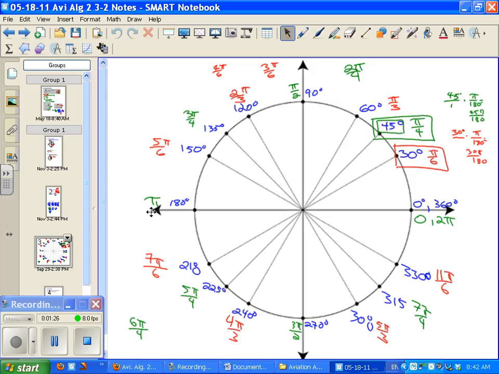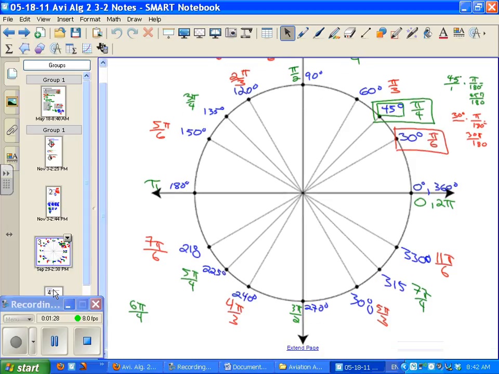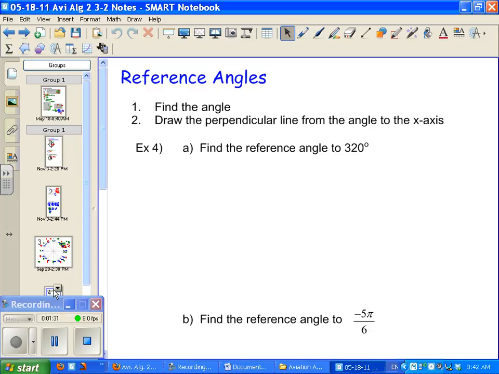All right, so now we are going to use that. Reference angle: in order to find a reference angle, you draw a perpendicular line from the angle to the x-axis. So if I want to find the reference angle of 320 degrees, I look at my little xy axes here. Where will 320 degrees be? What quadrant? Does everybody remember the quadrant numbers? They go 1, 2, 3, 4. It should be quadrant 4.